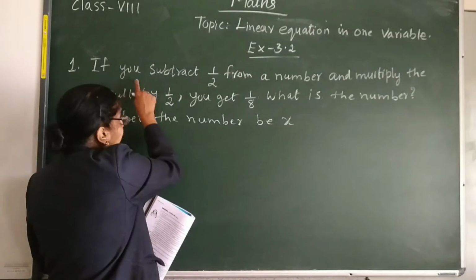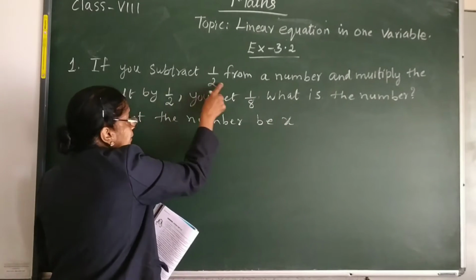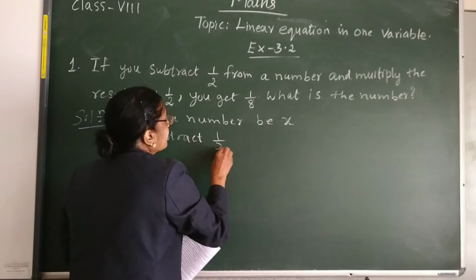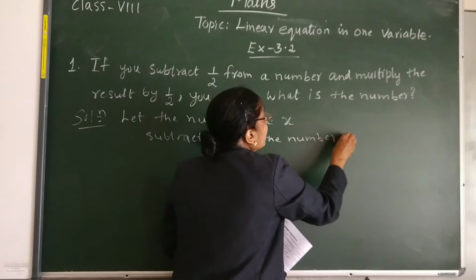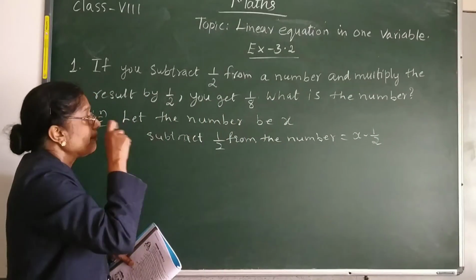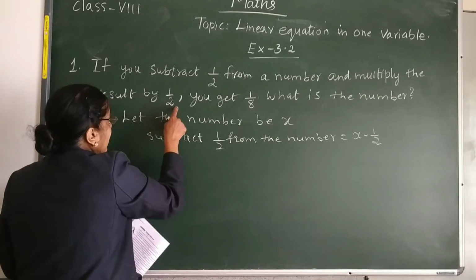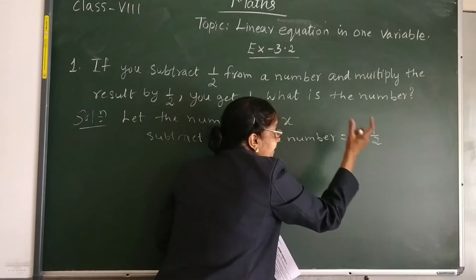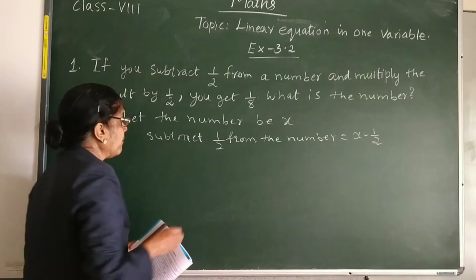Next, what does it say? If you subtract half from the number, that is, your number is x, you are going to subtract half from the number. What will it become? x minus half. So the number will be x minus half. And multiply the result by 1 by 2, that is half. The result means x minus 1 by 2, and that you have to multiply by 1 by 2. You will get the answer as 1 by 8.